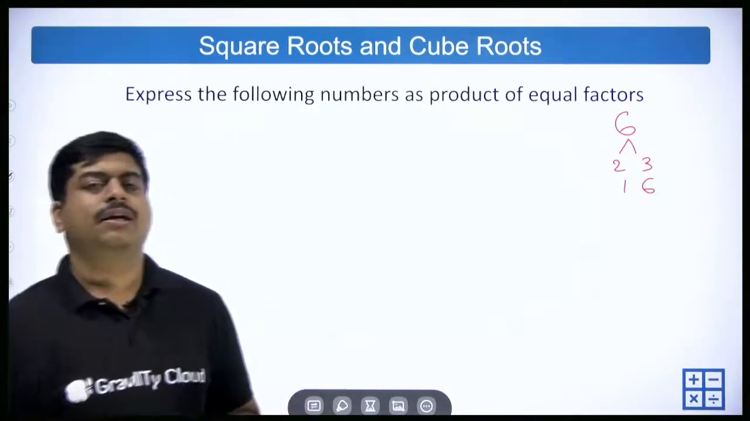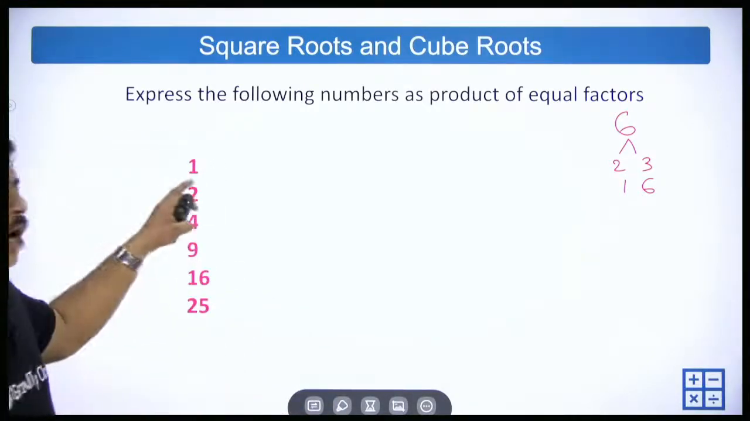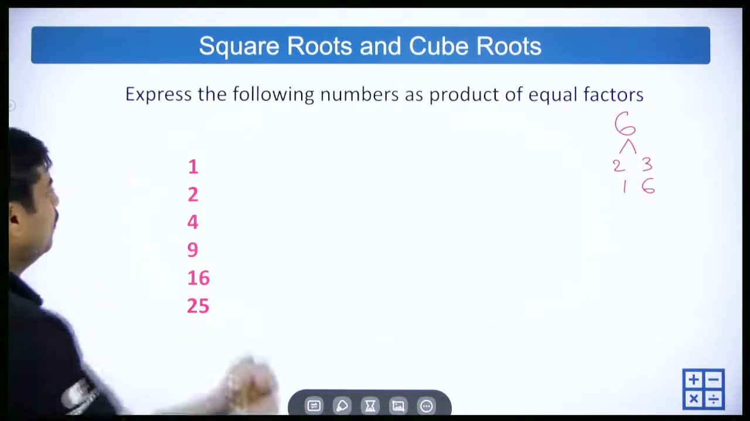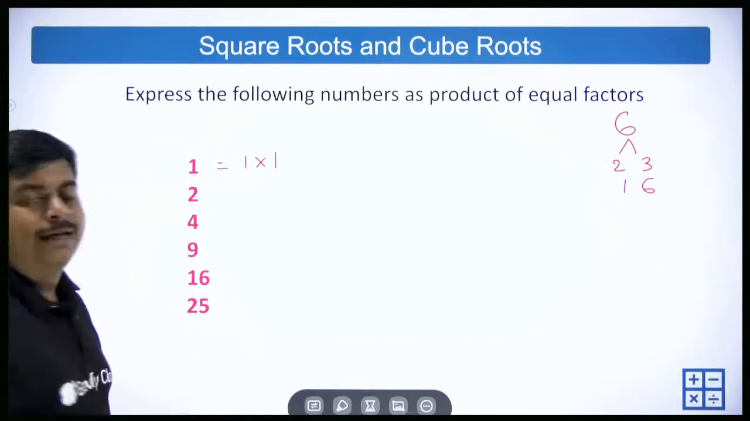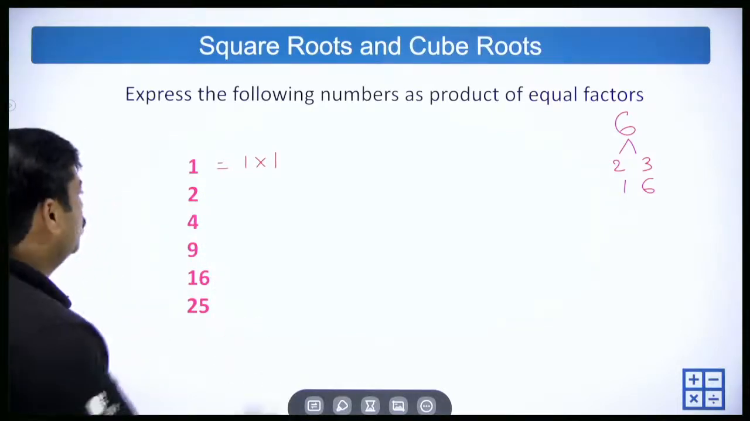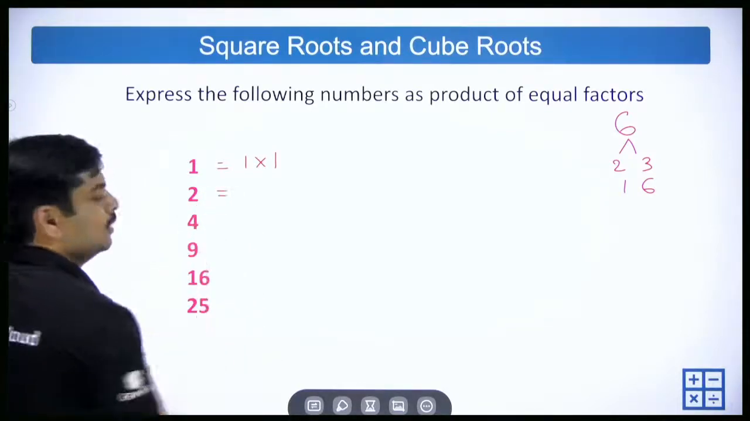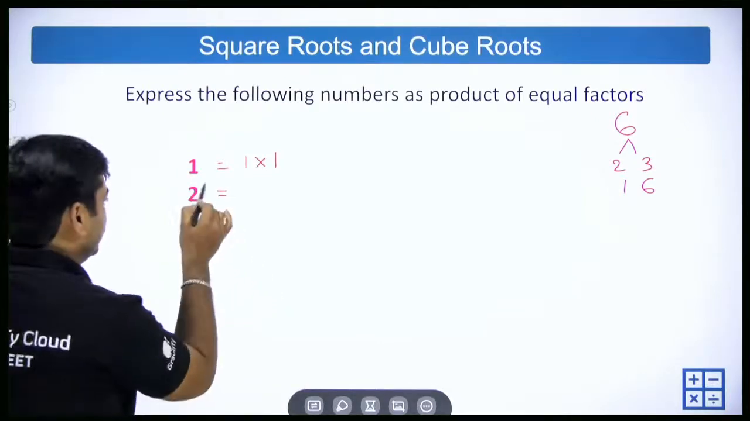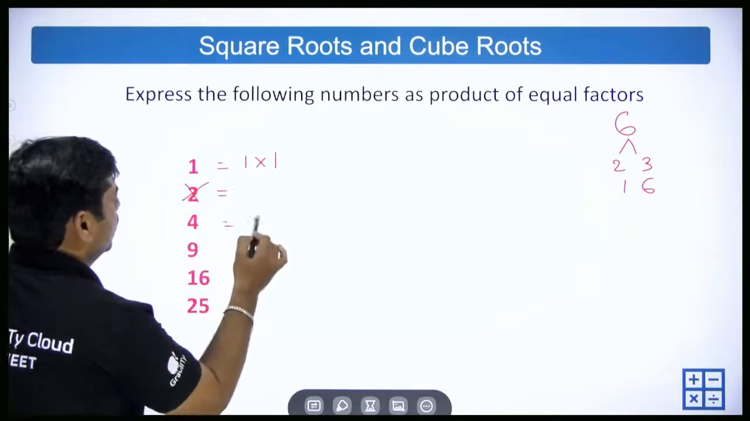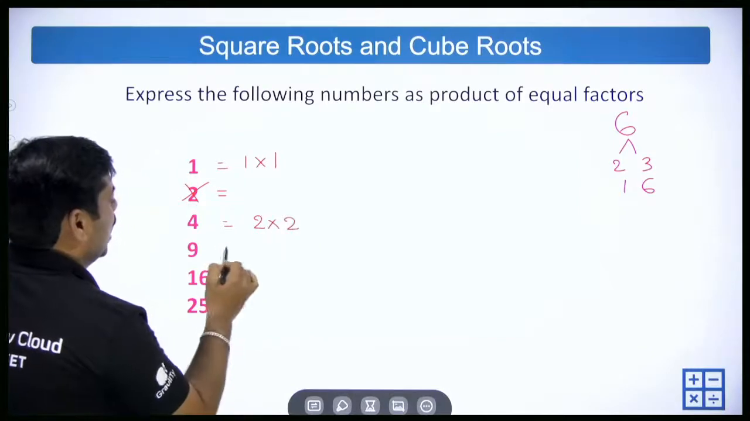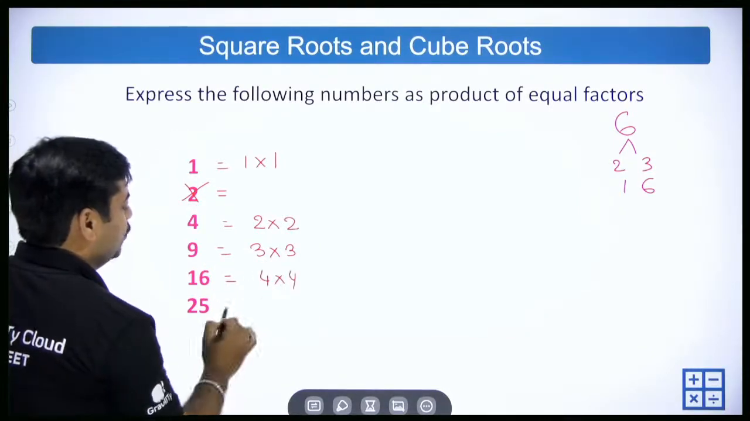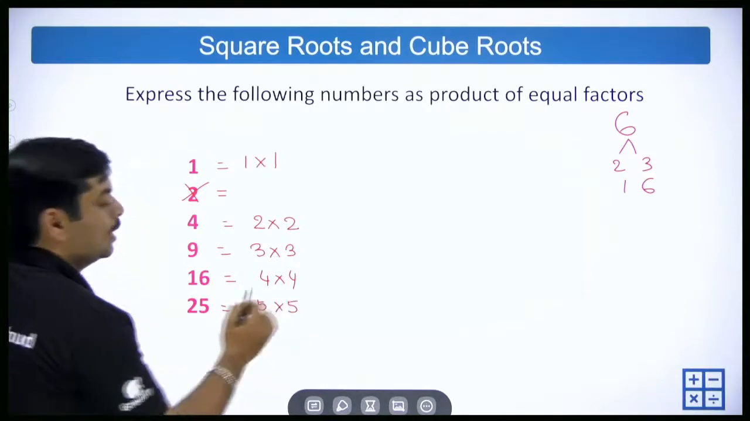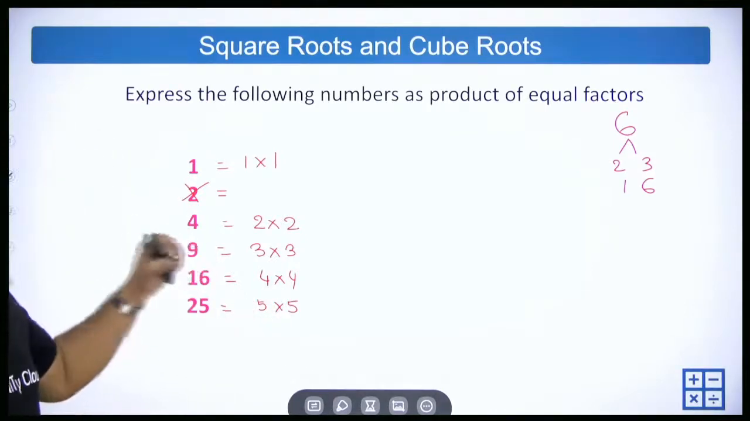Now in the same way, let's try to understand how to write 1. 1 we can write as 1 into 1, the same number being multiplied twice. 2 we can write as 2. I don't think we can write it in any other way. Okay, let's ignore that. 4 we can write as 2 into 2. 9 we can write as 3 into 3. 16 as 4 into 4, and 25 as 5 into 5. Okay, this is how we write all of these.